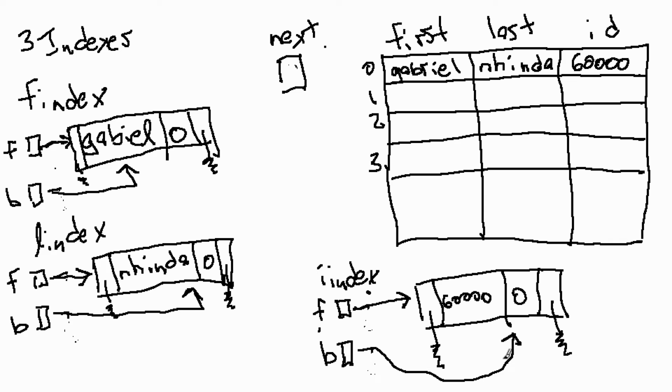So now I come along and I want to insert another individual. So it's going to be Anton Limbo, and Anton has an ID of 50,000. Sorry about that. I need a little more space here now to draw what's going to happen. And of course, next now would get incremented to 2. And I'm going to redraw some of these indexes for you.